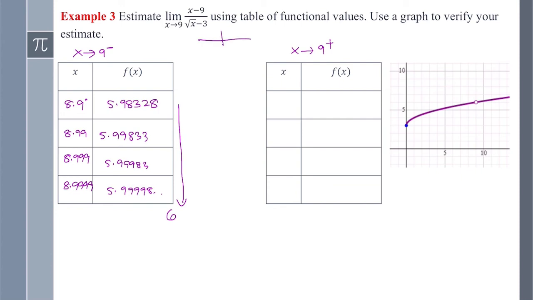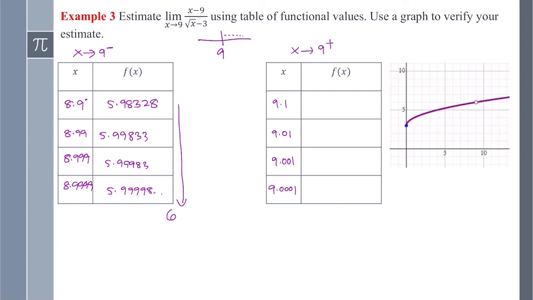So here is 9, then I'm taking the x values closer to 9 from the right. Okay, so that means I'll take 9.1, then I'll take 9.01, and then I'll take 9.001, then I'll take 9.0001, which is very close to 9.